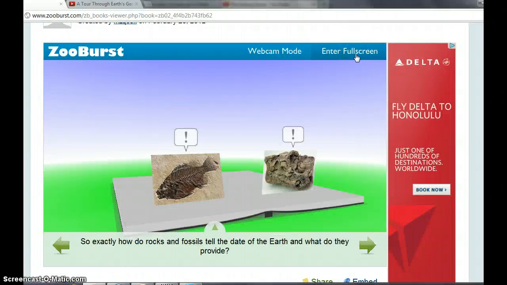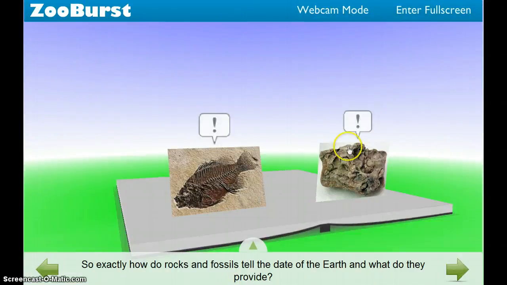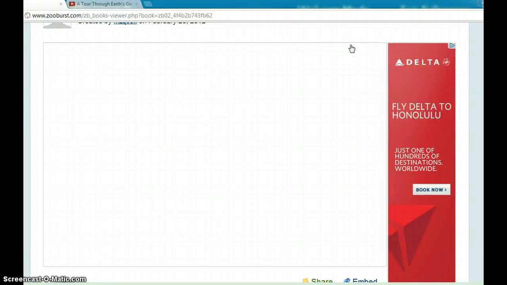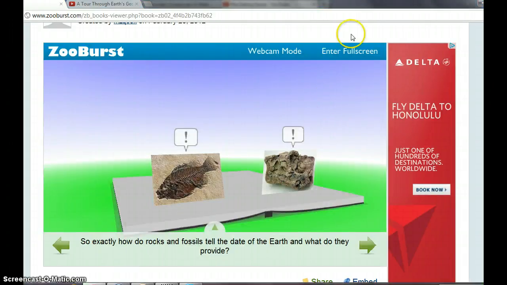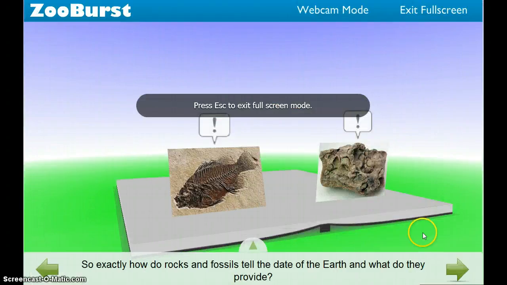Getting back to the book here, I just felt that that was important for the fact that there are so many questions. Geologists have so many questions about what happened with the Earth, and the more information we know, the better off we are.